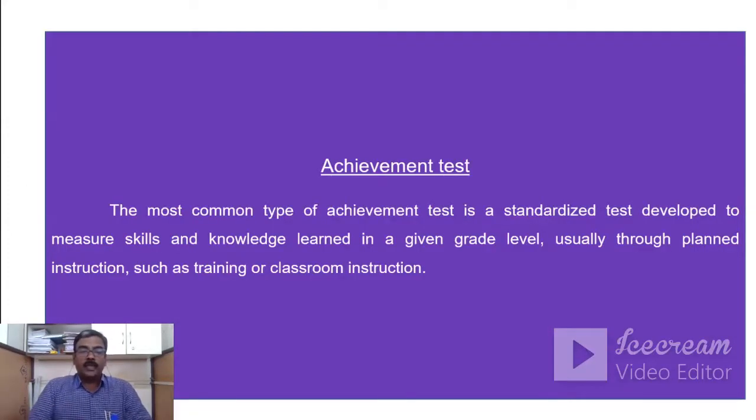Today we are going to discuss construction of achievement test in science. The most common type of achievement test is a standardized test developed to measure skills and knowledge learned in a given grade level, usually through planned instruction such as training or classroom instruction. That is known as an achievement test. In the achievement test we can find out the student's achievement level, the student's understanding level in a particular period.